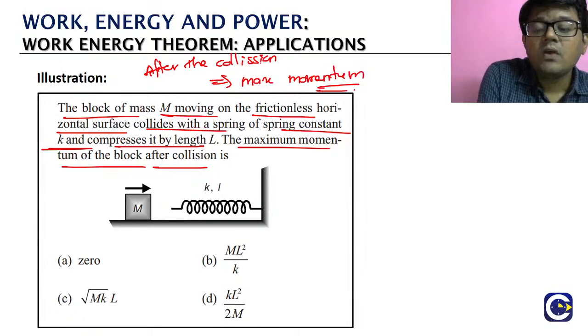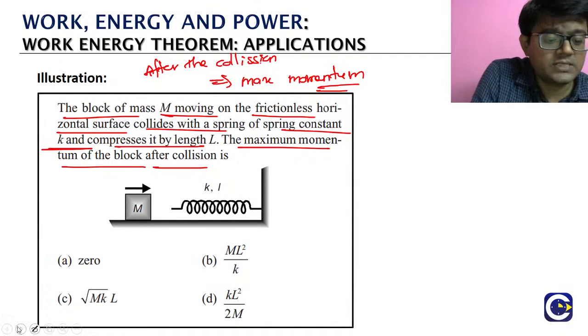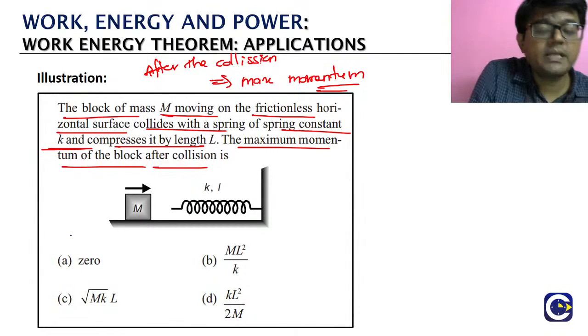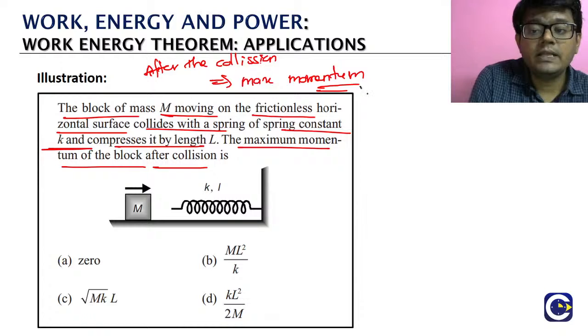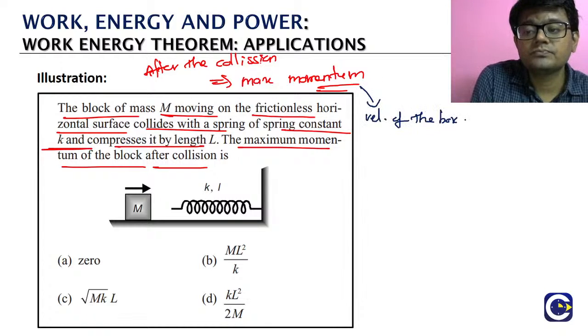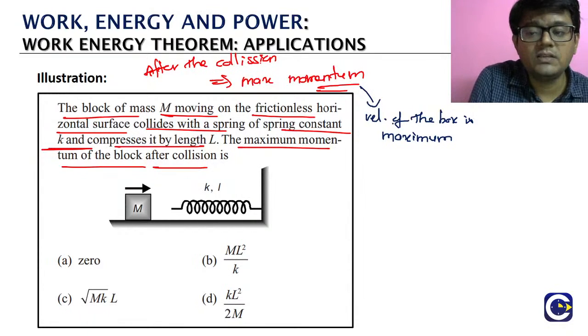Tell me, when will the momentum of the block be maximum? Because momentum is mass into velocity, right? Momentum means mass into velocity. So when will the momentum be maximum? When the velocity of the block is maximum. So now what should we do? We should calculate when the velocity of the block will be maximum.